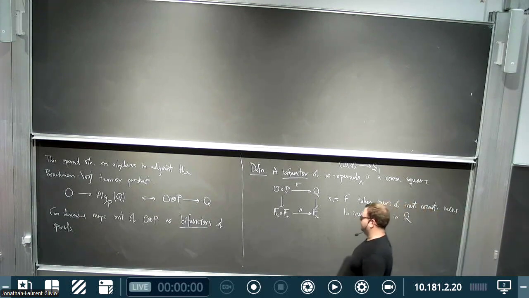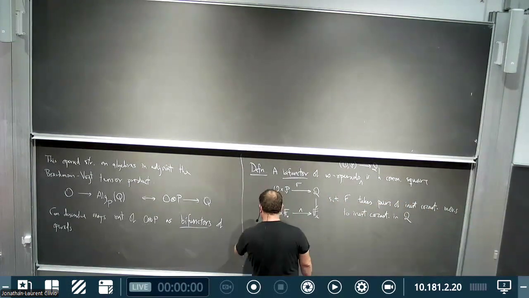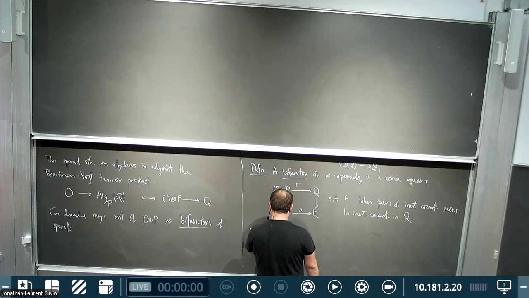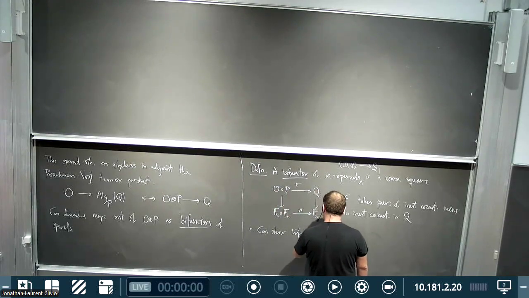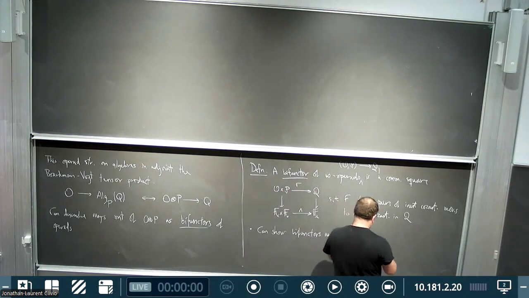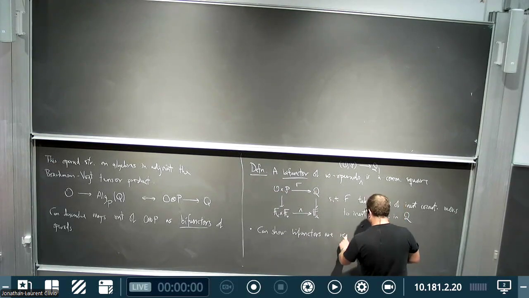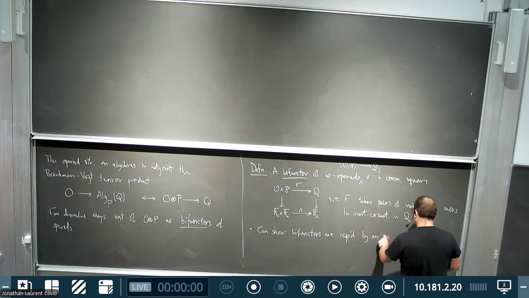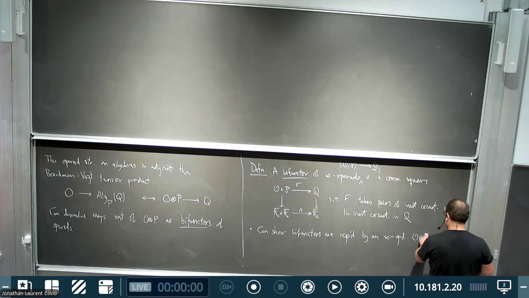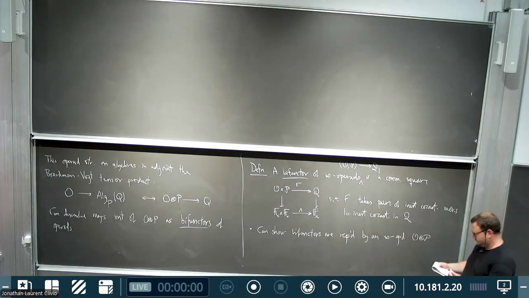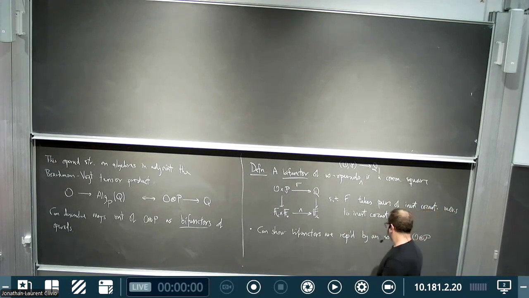Okay, so then we can show these bifunctors are represented by an infinity operad O tensor P, which is this Boardman-Vogt tensor product.